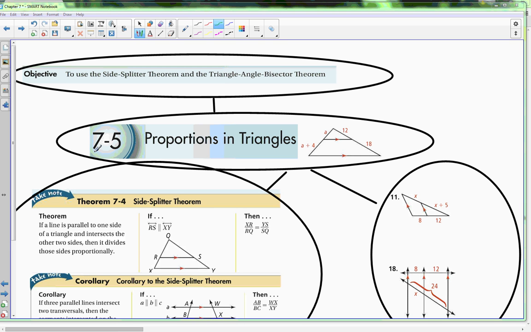All right, this is Chapter 7, Section 5, Proportions in Triangles. And here's my little diagram to go with the topic. Our objective is to use the side splitter theorem and the triangle angle bisector theorem.